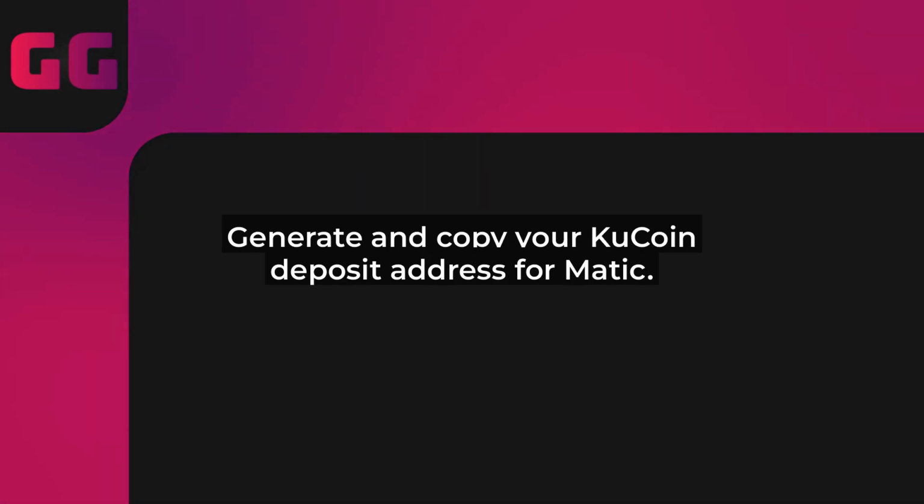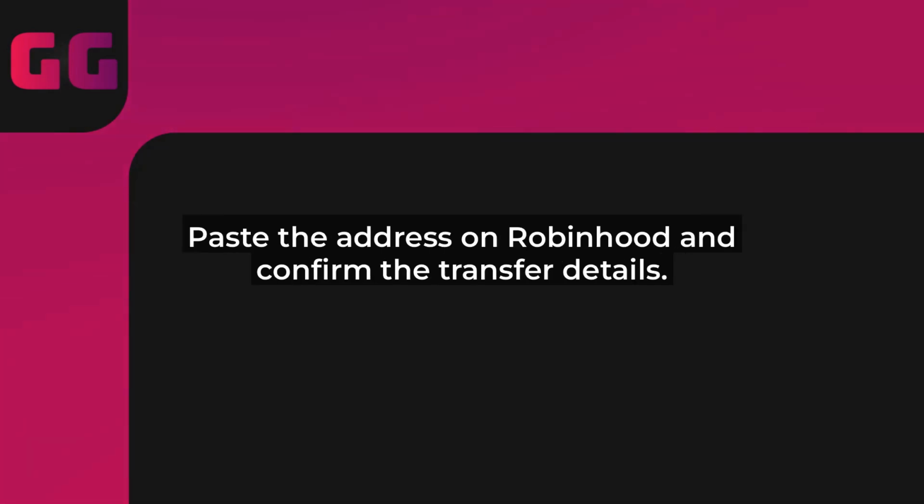Step 2. On KuCoin, go to your wallet section and generate a deposit address for Madic. Copy this address carefully. It's like a unique key, and one wrong character could send your funds into the void. Double check that you're using the correct network, like Polygon or Ethereum, depending on what's supported.